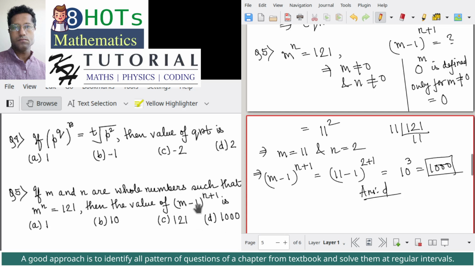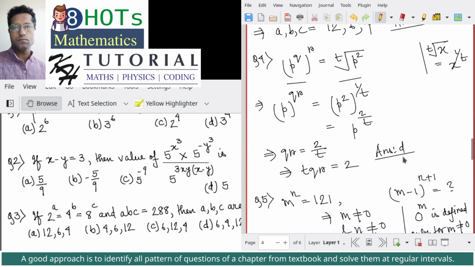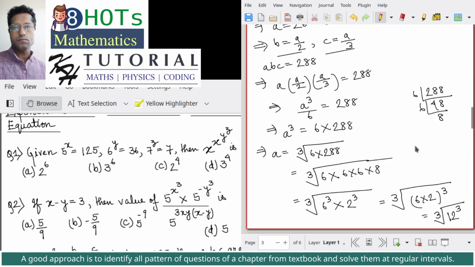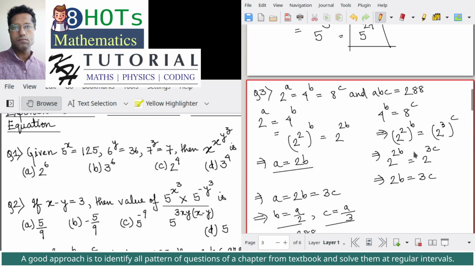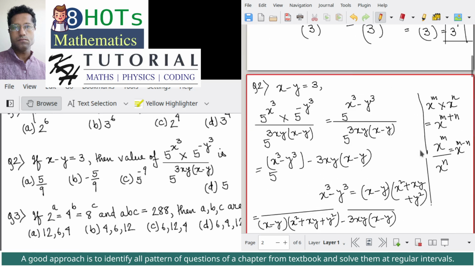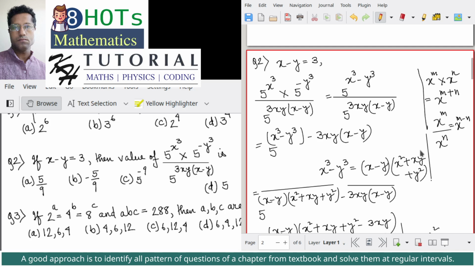Let me quickly review problems 1 and 2, where my answer did not match with the given choices. Question 2: x minus y is given as 3 and it asks the value of 5 to the power x cube multiplied by 5 to the power minus y cube. The powers get added, 5 to the power x cube minus y cube, and in the denominator we have 5 to the power 3xy times x minus y.